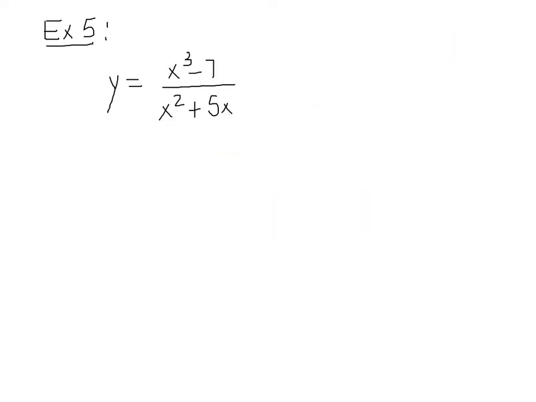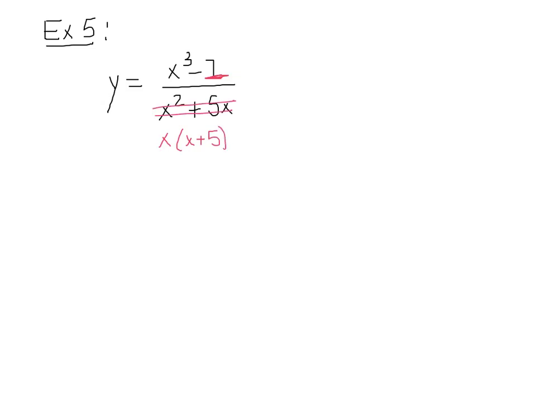Okay, this is going to be the last example that I do, and then I've got 2 examples for you to try on your own. In example 5, we have y equals x cubed minus 7 divided by x squared plus 5x. Well, in the top, when we had a cube, remember we had a difference of cubes or a sum of cubes. Well, this might be a difference of cubes, but the 7 right here is not a perfect cube, so that's not going to factor. But on the bottom, we can factor that. We can factor out an x, and we'll have x plus 5 left over.